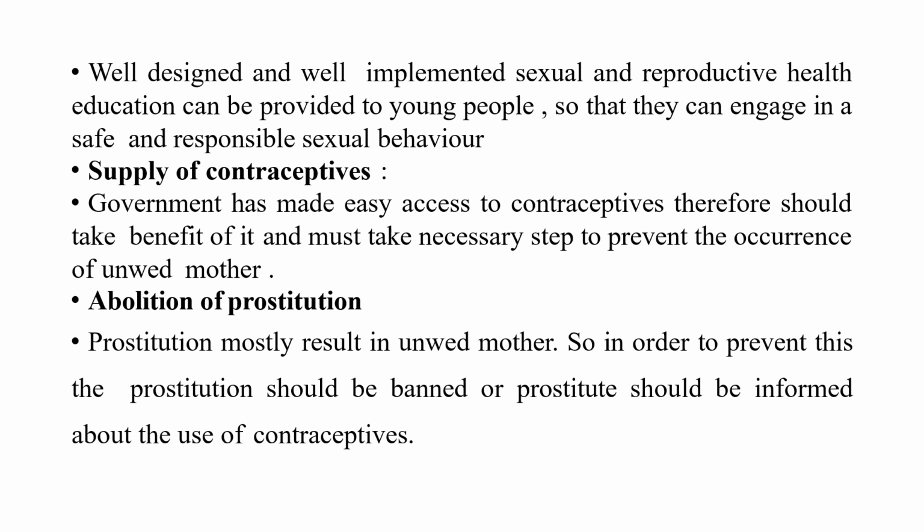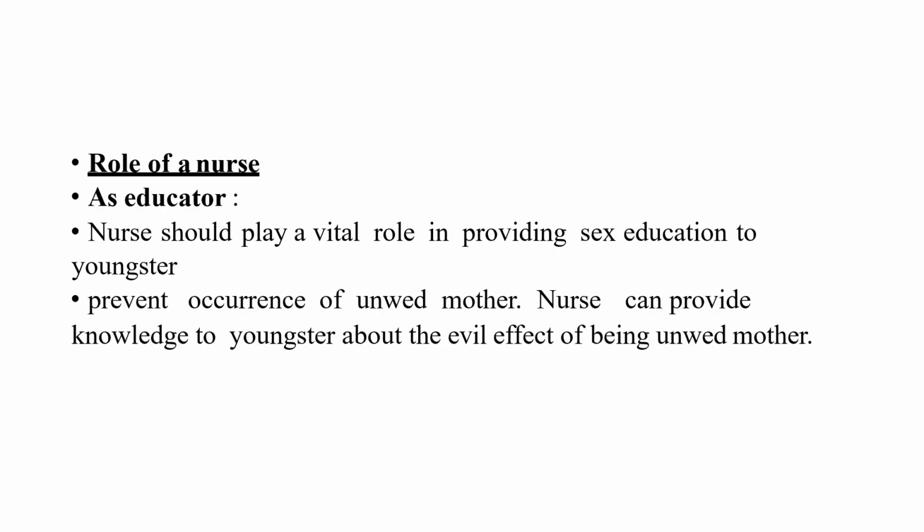Then another one is abolition of prostitution. Actually, prostitution is a main cause of unwed mothers. So in order to prevent this, it should be banned, and prostitutes should be informed about the use of contraceptives. Proper education should be given to the prostitutes also. The main thing is that countries should ban it.